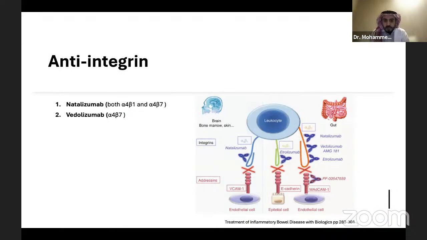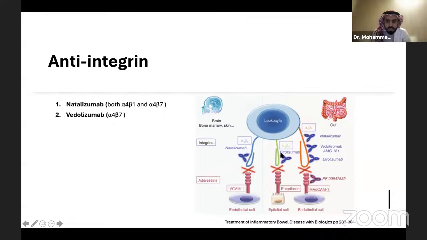The second class of biologics is the anti-integrin. As I said before, the integrin that is specific to the gut is alpha-4 beta-7. The two that are FDA approved are natalizumab and vedolizumab. Natalizumab, as you could see here, has a dual effect, working on alpha-4 beta-1 and alpha-4 beta-7. The alpha-4 beta-1 is usually in the brain, that's why it's used in MS, multiple sclerosis. And vedolizumab specifically targets the interaction with MAdCAM-1, which is specific to the gut.